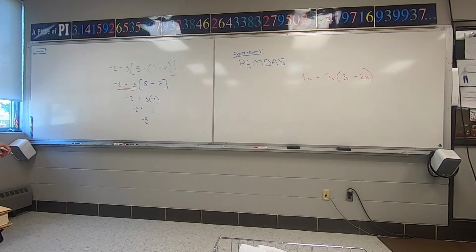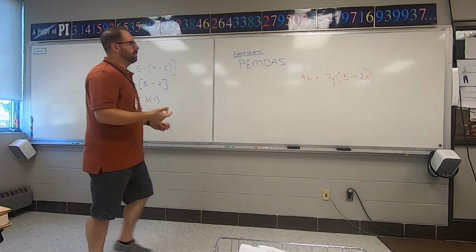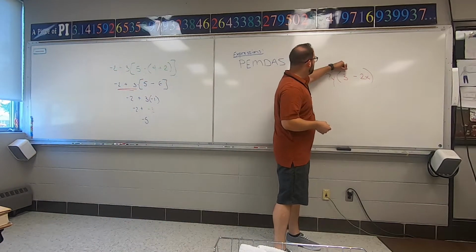If I had to start that problem, what do you have to do first? Take everything times the parentheses, if you can. Can I take 3 minus 2x? No. So then what? You take 3 and negative 2x times 7. Yeah, exactly. You take both of these.